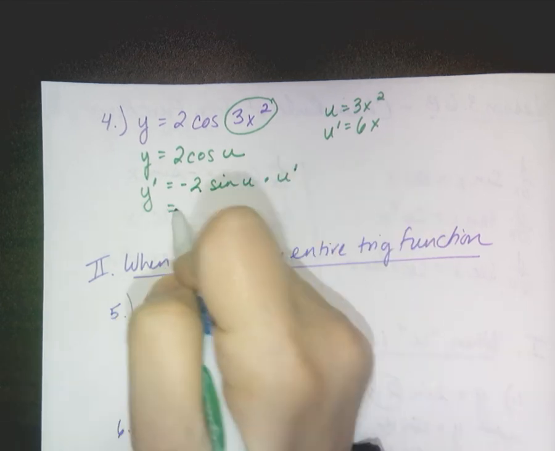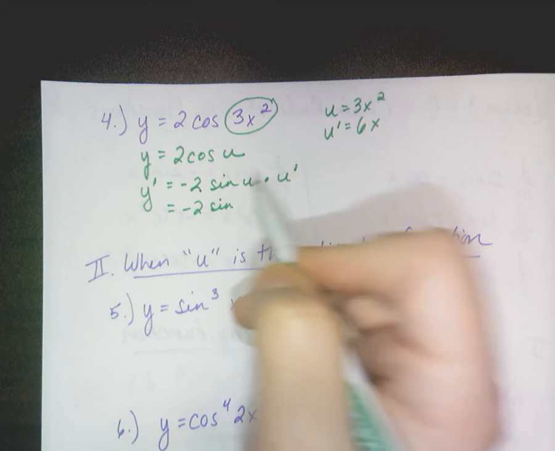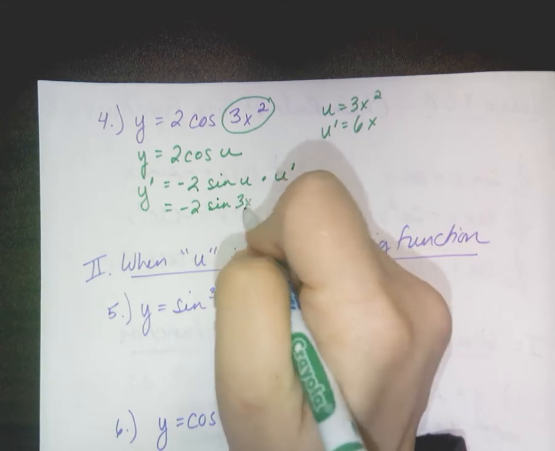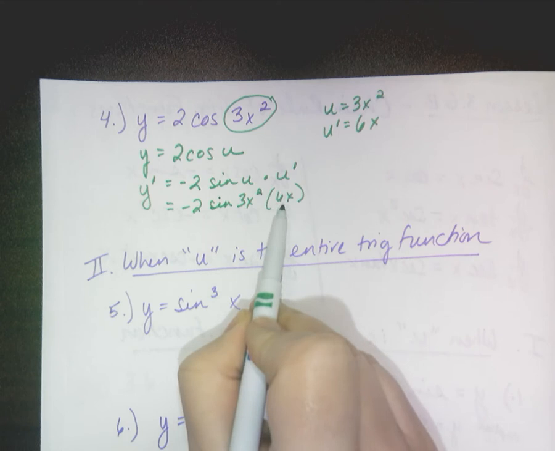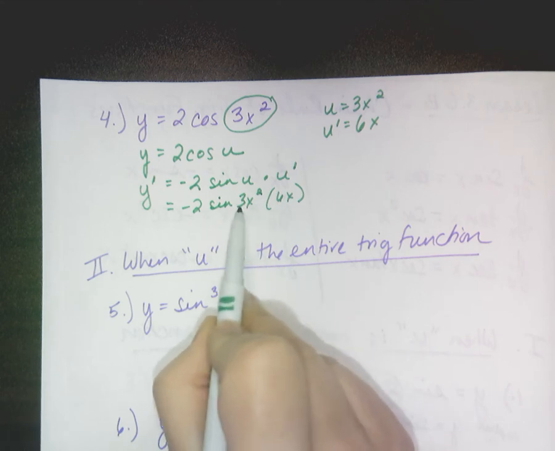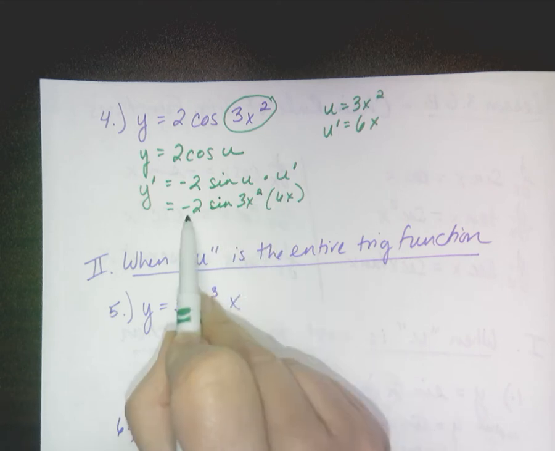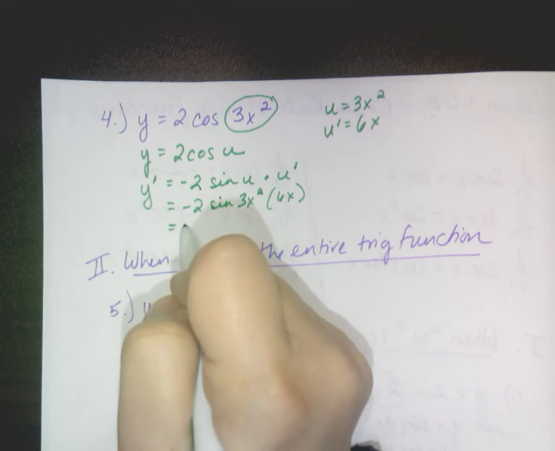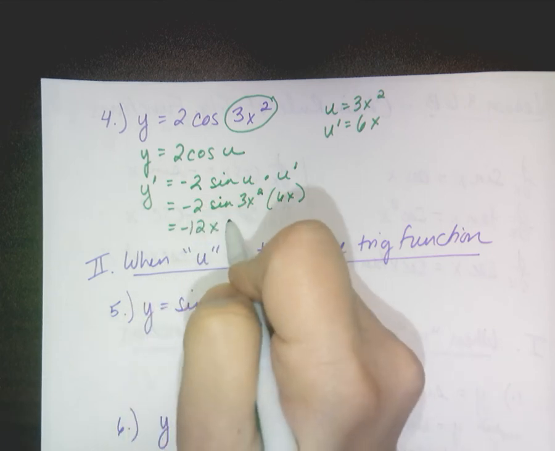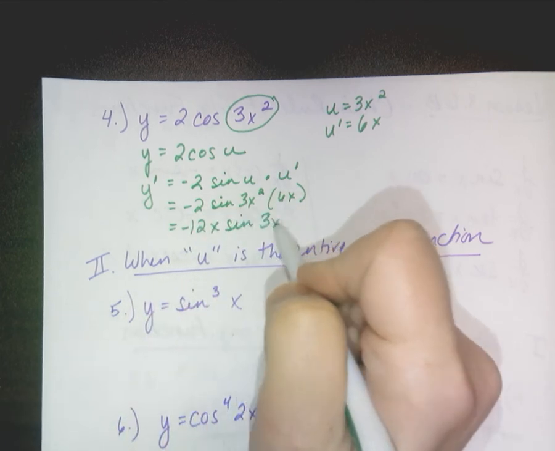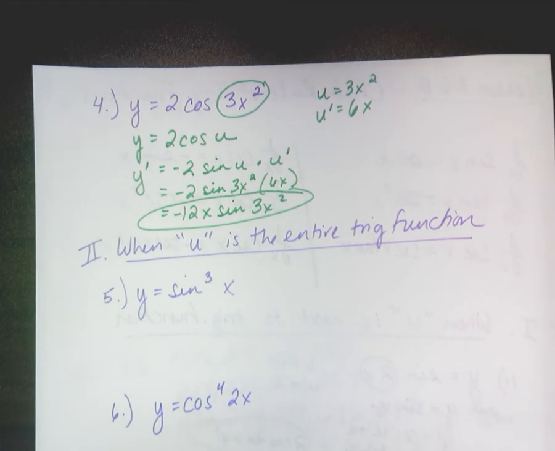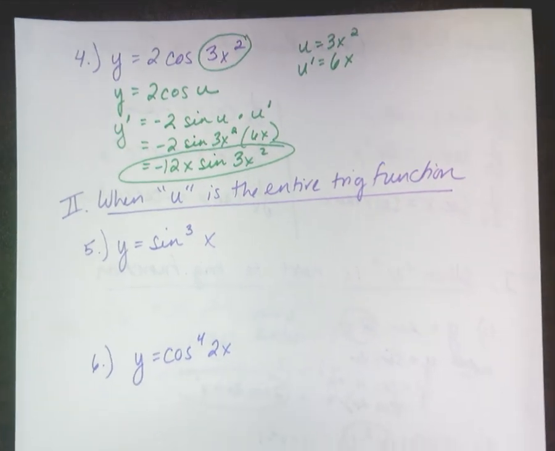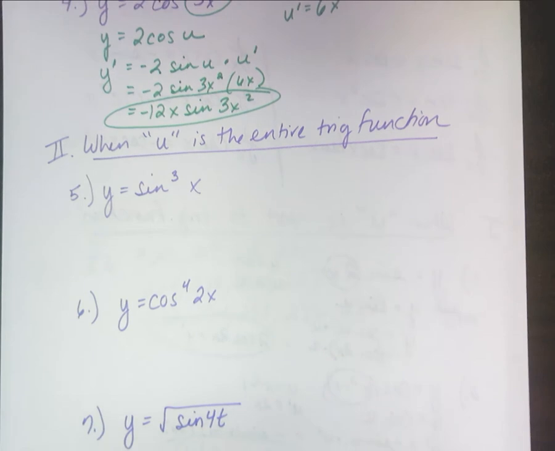Or negative 2 sine of 3x squared times 6x. And again, that 6x is not allowed to be with that 3x squared because it's next to the sine, but it is allowed to be with the negative 2. So a better way of writing this would be negative 12x sine 3x squared.